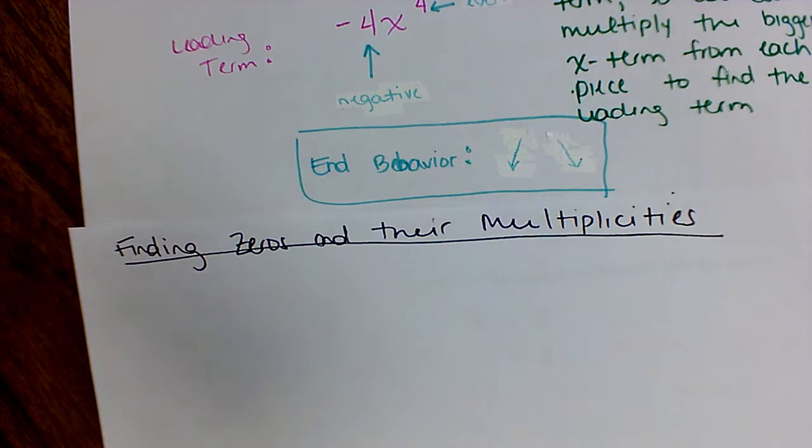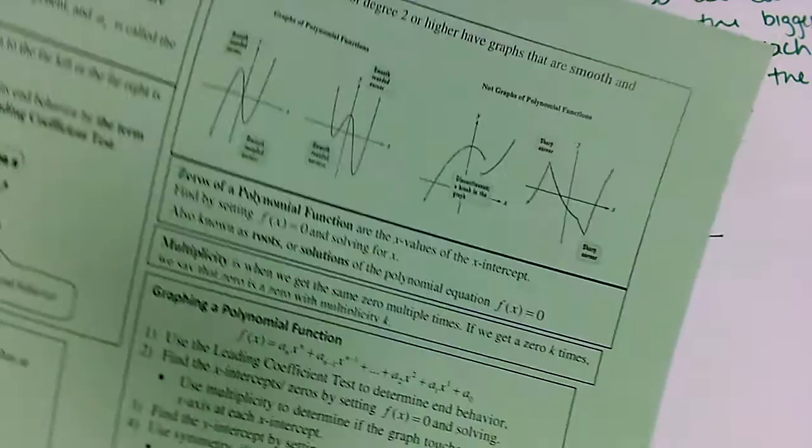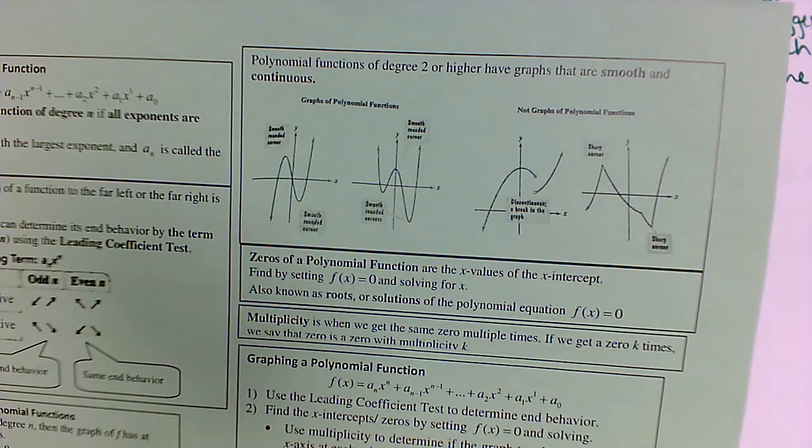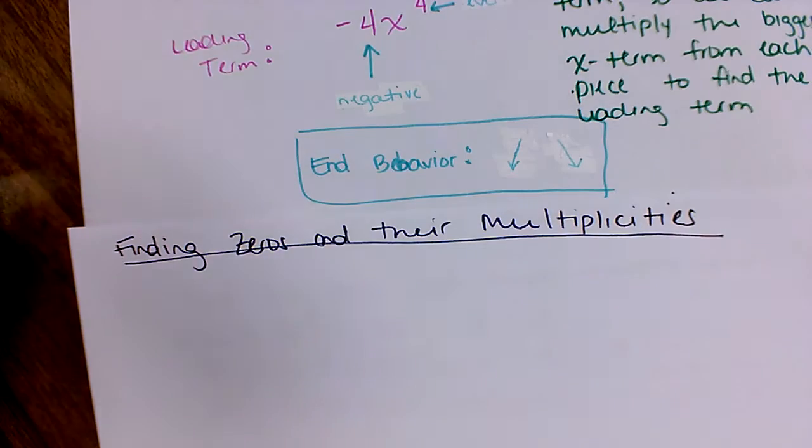So let's first talk about some definitions. First definition is a zero. A zero of a polynomial function is the x value of the x-intercept. So the way to find that is to just find your x-intercept. Some other words that may be used for the same idea are roots or solutions. So if you see roots, solutions, zeros, x-intercepts, it's all the same process. You're going to find it by setting your function equal to 0 and solving for x.